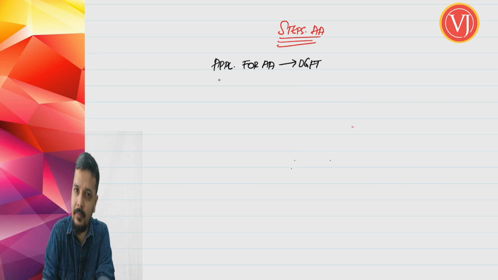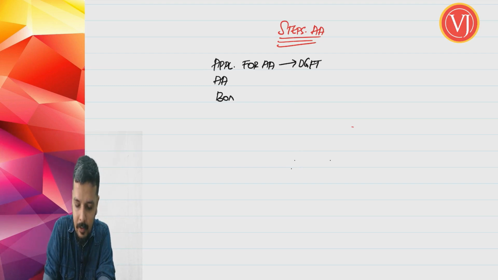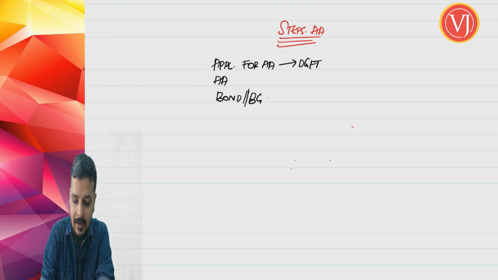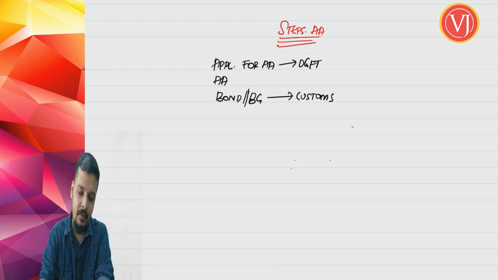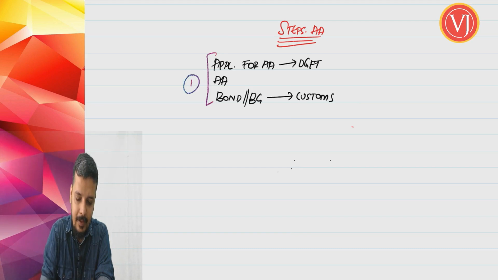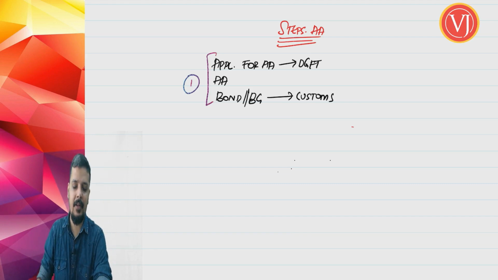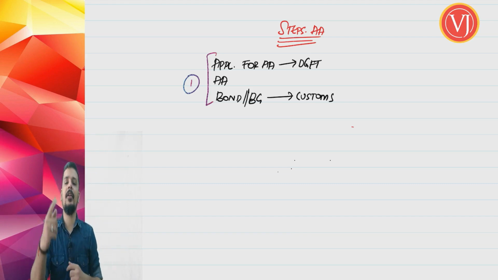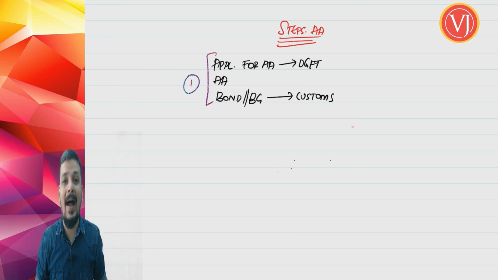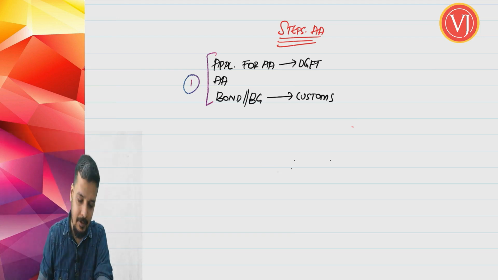Then you will get advance authorization. Then, friends, you have to execute a bond or bank guarantee with your customs. Initial 3 steps are nothing but your basic processing. Please apply for advance authorization with DGFT. Authorization is permission. Then you get the advance authorization. After you get the advance authorization, execute bond or bank guarantee with your customs department.